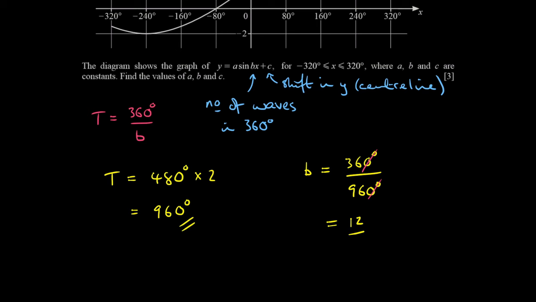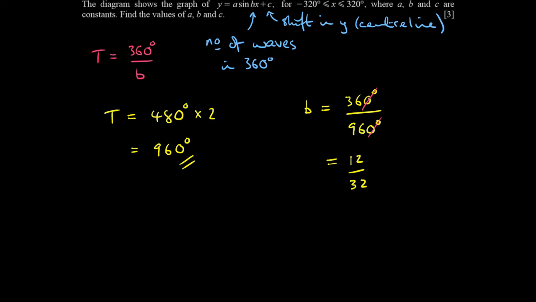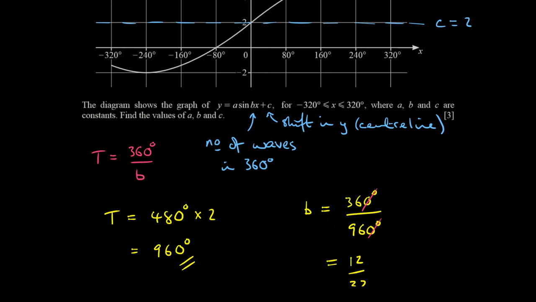So I get 12 upon 32, and I can divide that again, I think, by 4. So 12 divided by 4 is 3, 32 divided by 4 is 8, so b is 3/8. Okay, so that would be my b value.